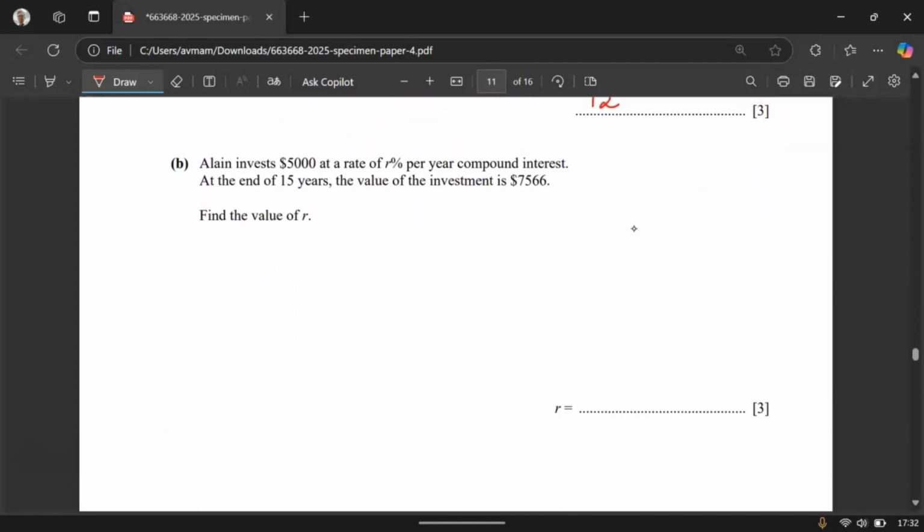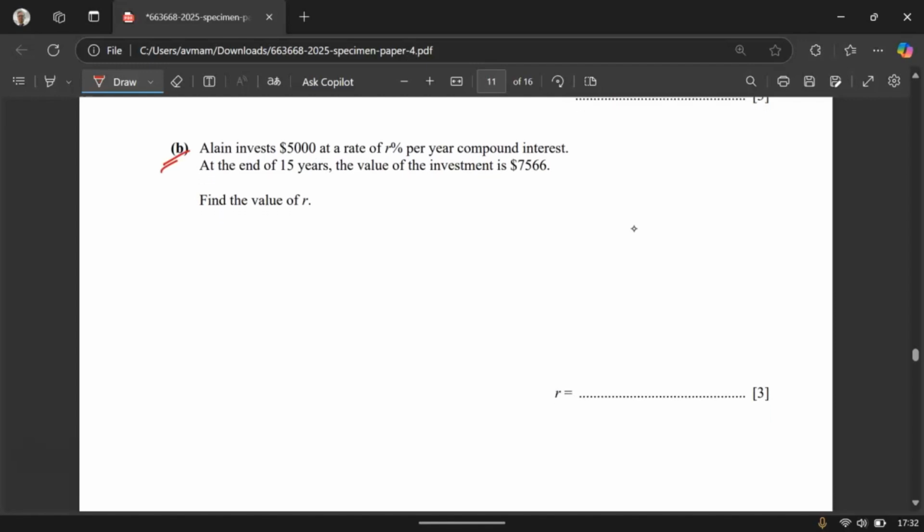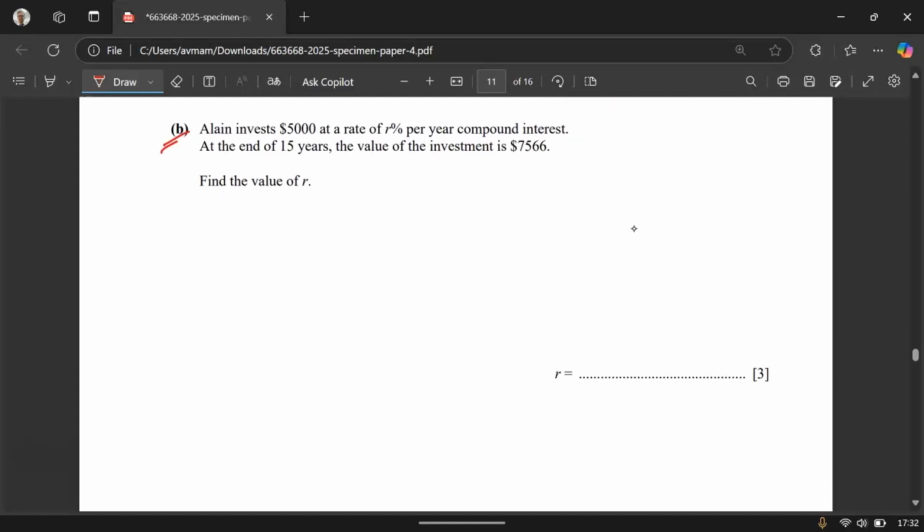Let us look at part B of the same question. It is a tailored question, a very long question. Alain invests $5,000 at a rate of R% per year compound interest. At the end of 15 years, the value of the investment is 7,566. Find the value of R. You can rearrange the formula to make R the subject, or you can do it by substituting the values. It's up to you.